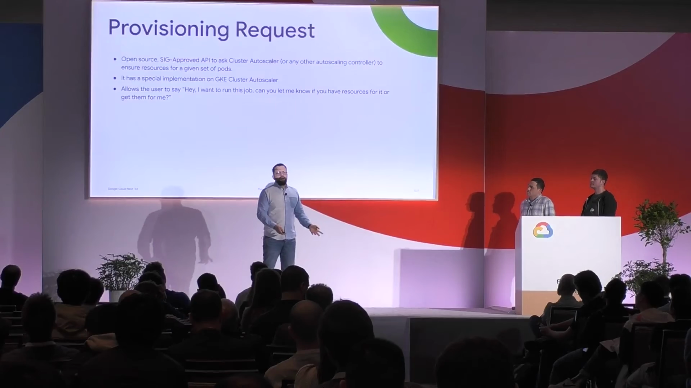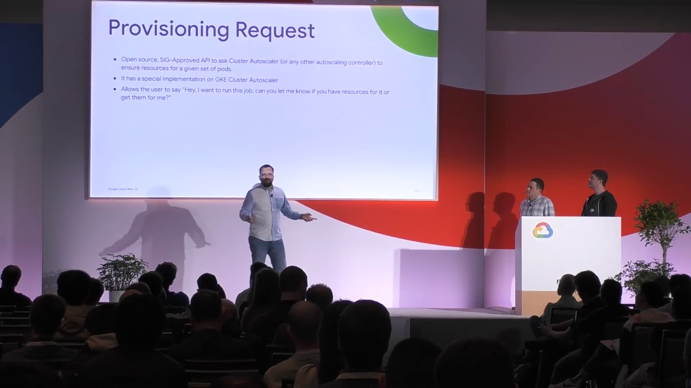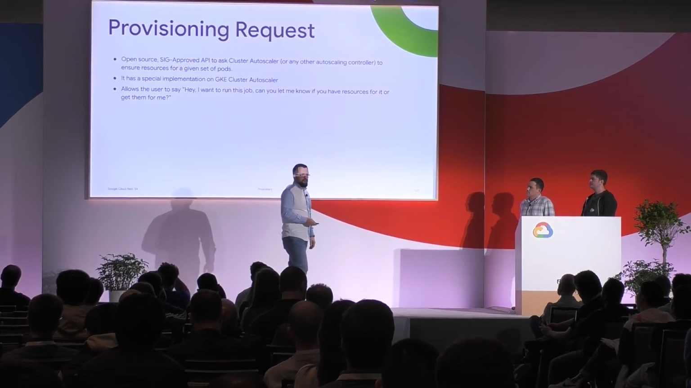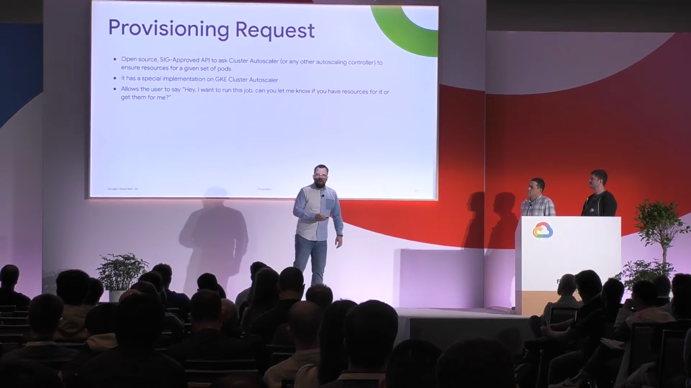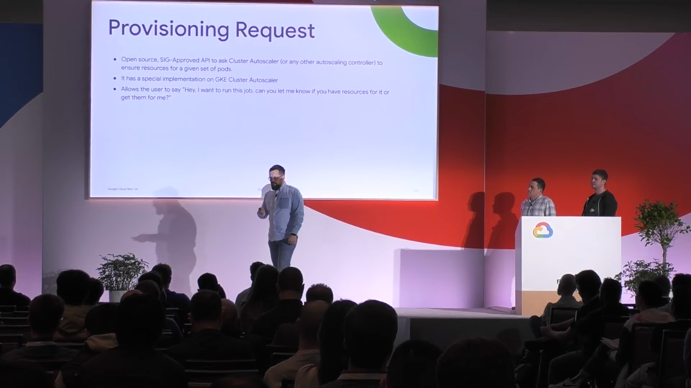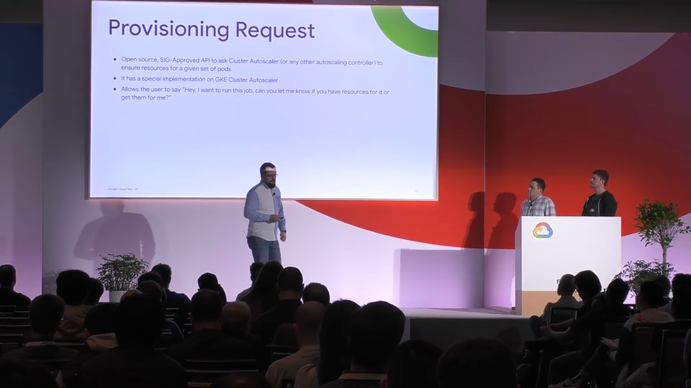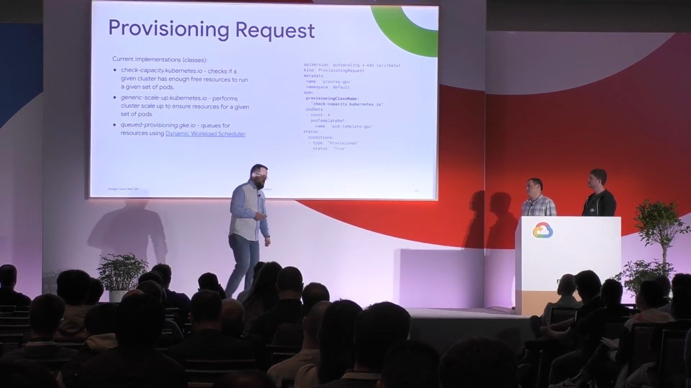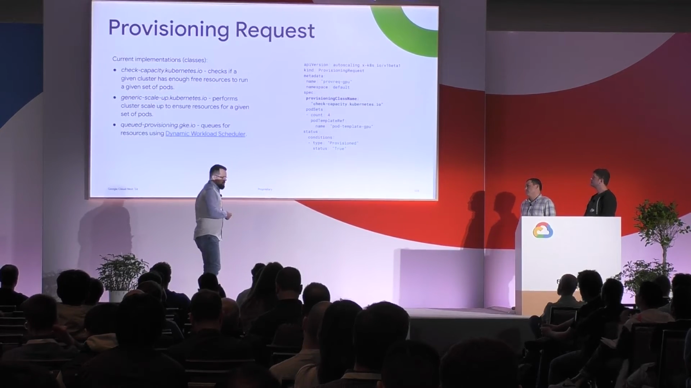And provisioning request is an extension to cluster autoscaler which allows you, through a custom resource, to essentially express: hey, cluster autoscaler, I have this workload that I want to run with this spec. Can you make sure you're going to have resources for it? And when you have them, can you send me a thumbs up so that I can trigger the workload? And there are a variety of use cases for it, but for the dynamic workload scheduler, we've built a special mode of operations for it.